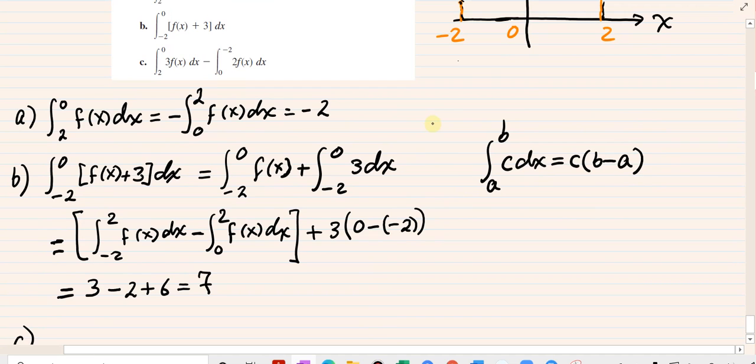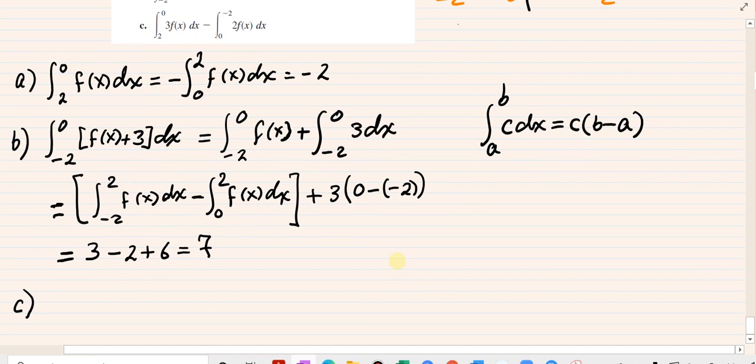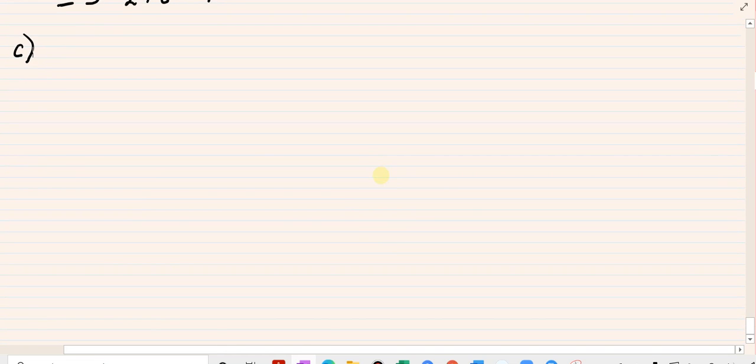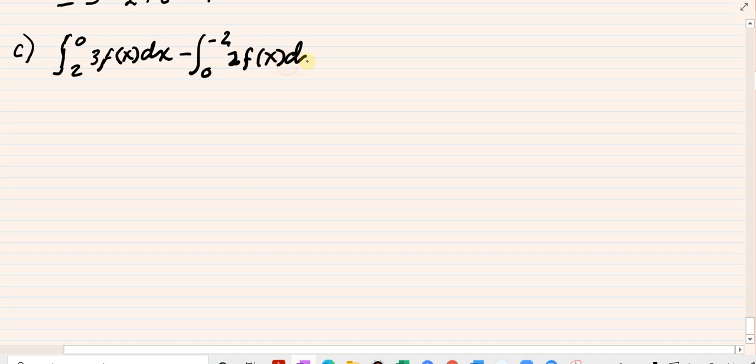In part C, the integral of 3 times f of x from 2 to 0 minus the integral from 0 to negative 2 of 2 times f of x. So let me write that over here now. It was the integral from 2 to 0 of 3 f of x dx minus the integral from 0 to negative 2 of 2 f of x dx.